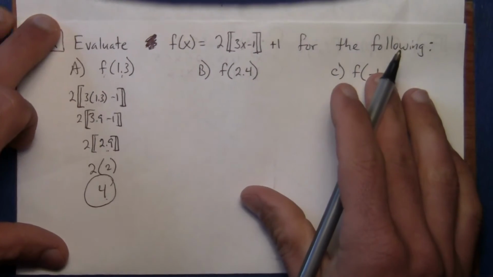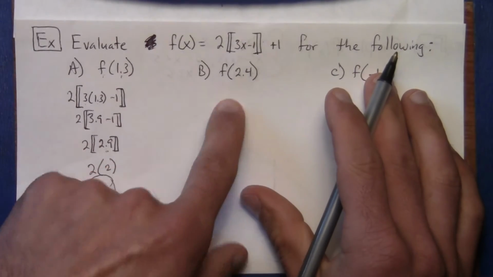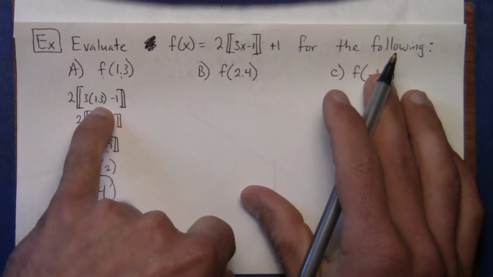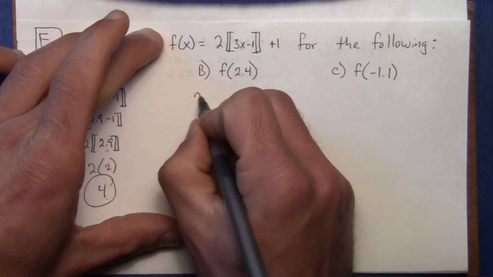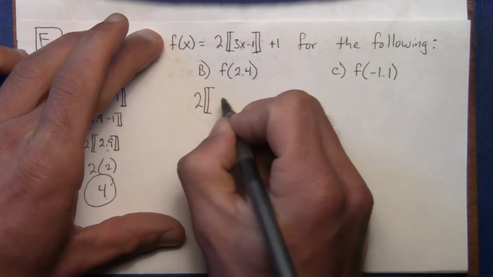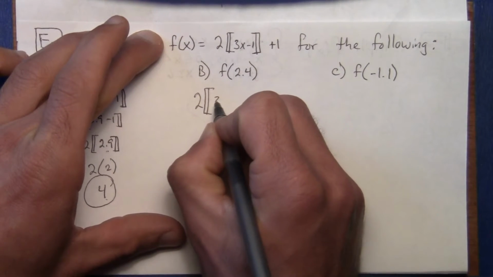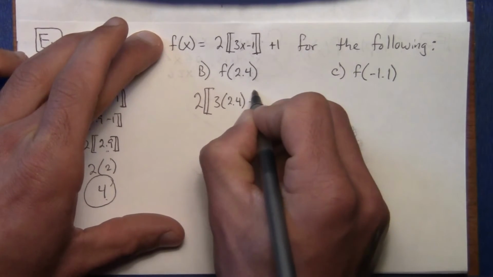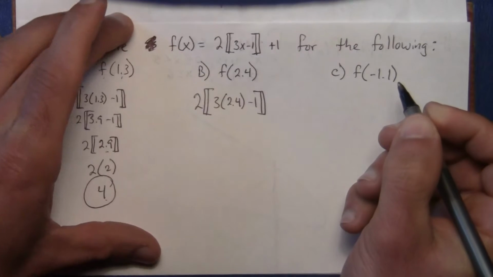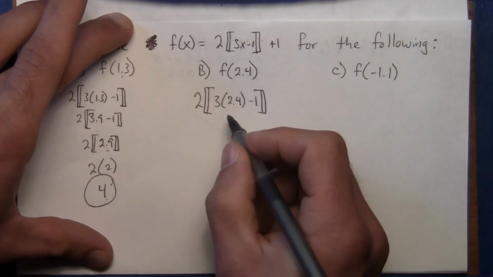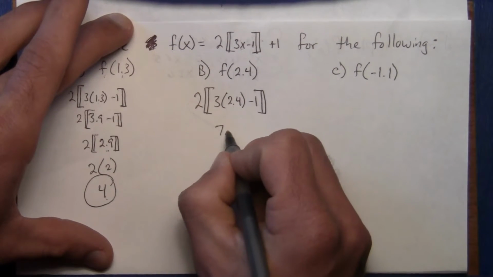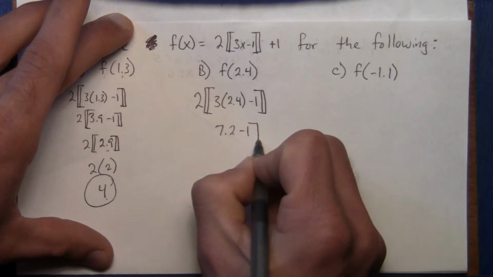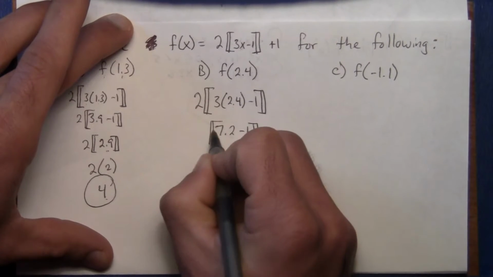Letter B, of course, same thing, nothing different. I'm going to take 2.4 this time and plug it in for x. So I am going to end up with 2 times, inside that goofy bracket or greatest integer function, I'm going to have 3 times 2.4 minus 1. Again, I want to simplify that as far as I possibly can. So I'm going to multiply those two together first to get 7.2. Then of course I can subtract 1 to get 6.2.